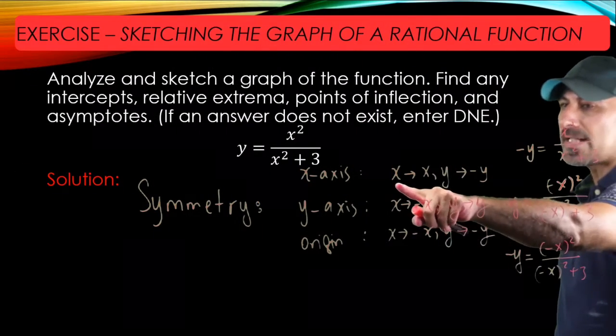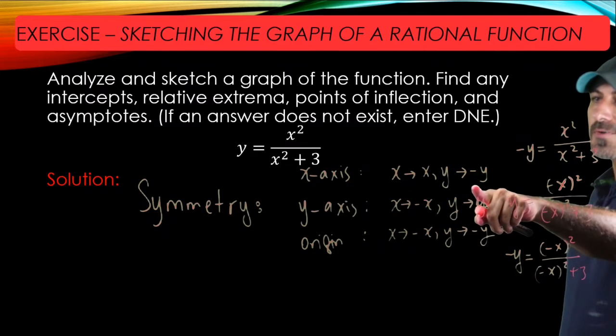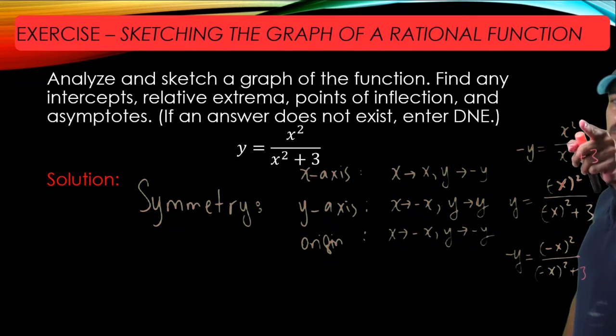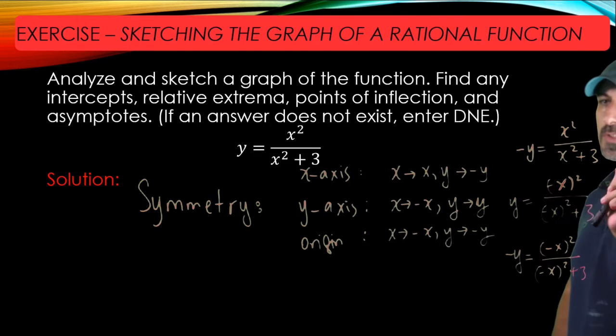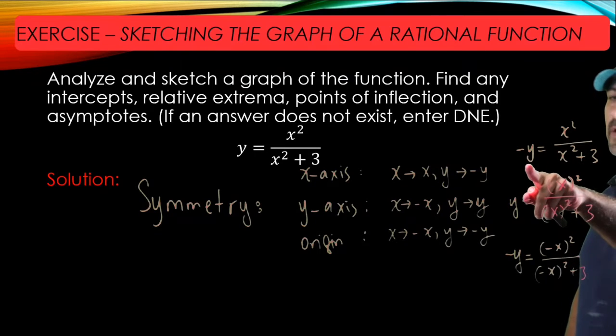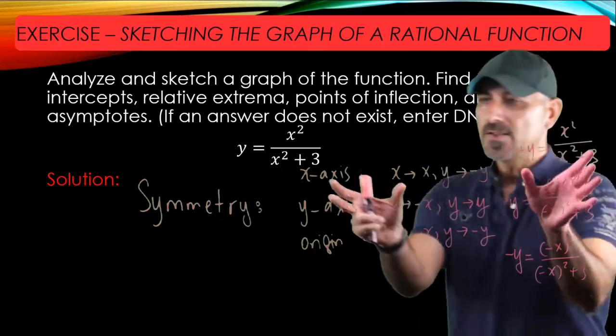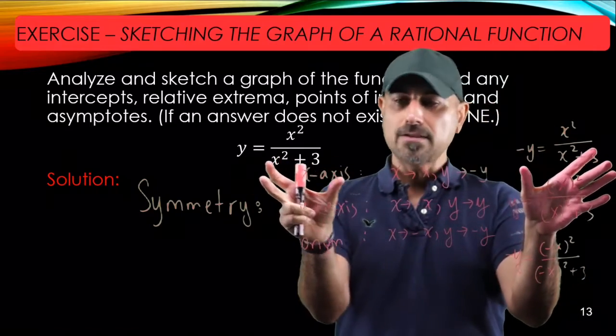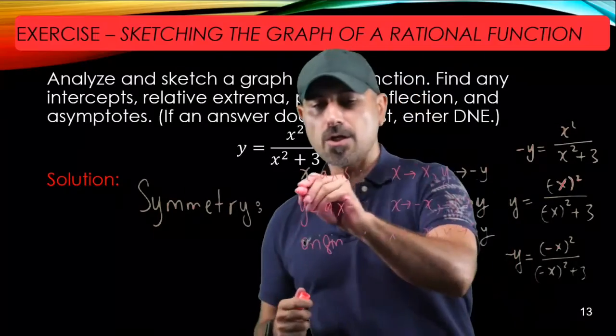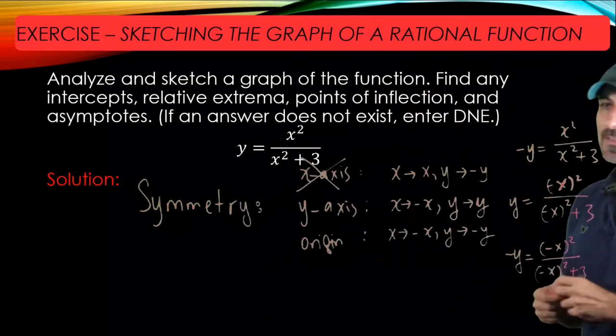So I'm going to replace x by x, y by minus y. Here we go. X is replaced by x, so you have the same x squared plus 3 popping in the right-hand side. But the left-hand side is minus y. Well, you can easily see from here that these two functions are not the same. There's no symmetry about the x-axis.